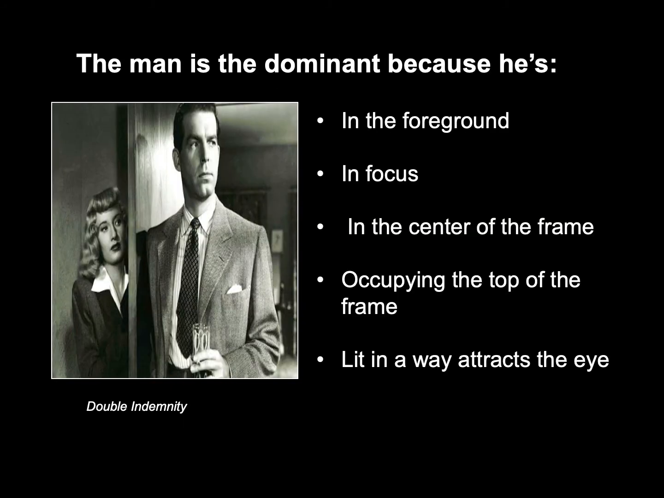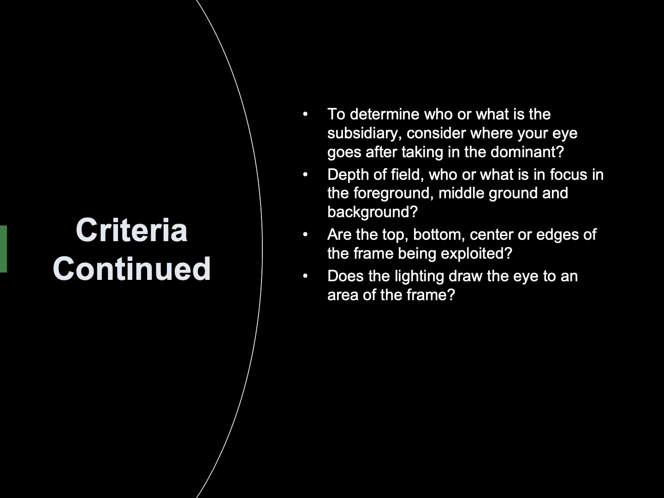The man is the dominant because he's in the foreground, he's in focus, he's in the center of the frame, he's occupying the top of the frame, and he's lit in a way that attracts the eye. We'll return to our criteria to determine who or what is the subsidiary. Consider where your eye goes after taking in the dominant. And we have the same criteria that we've used before.